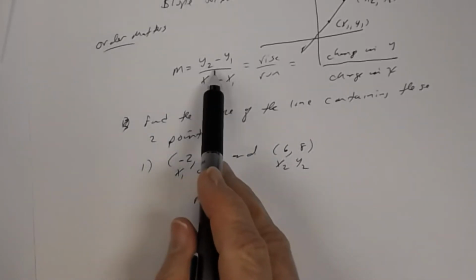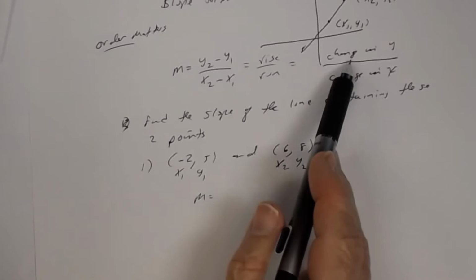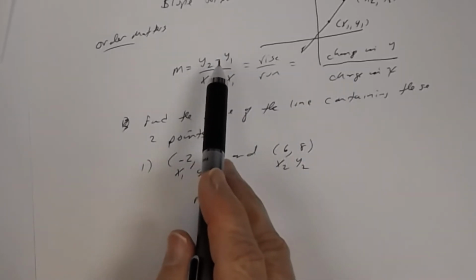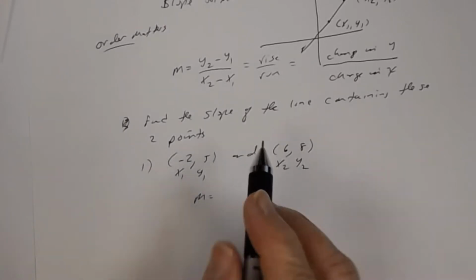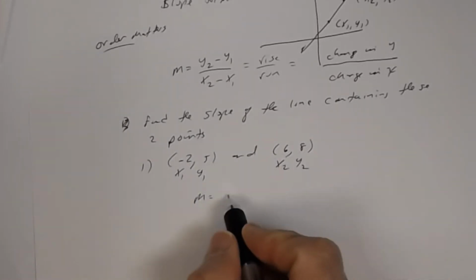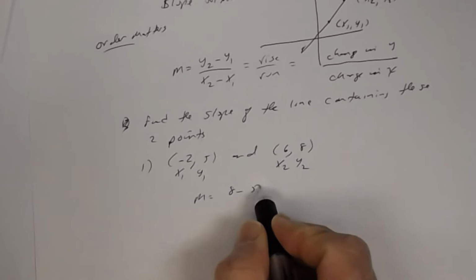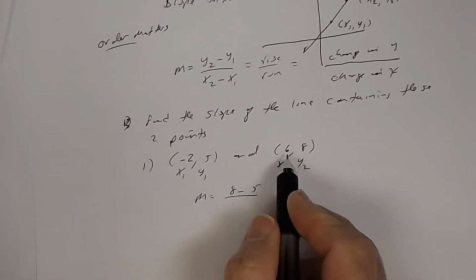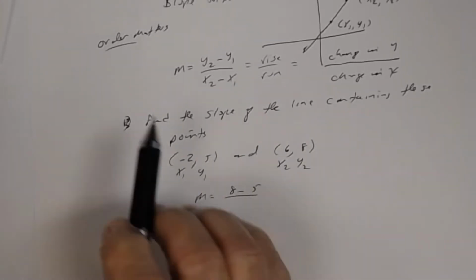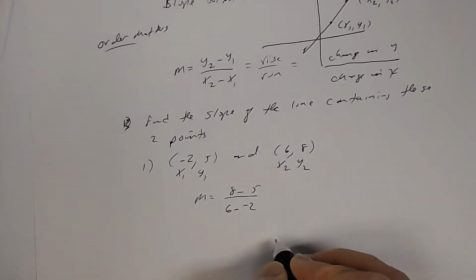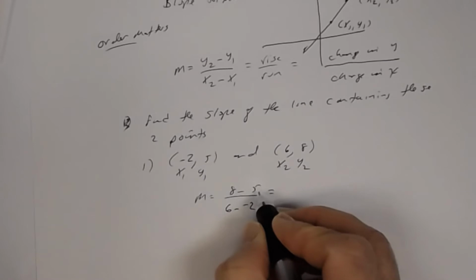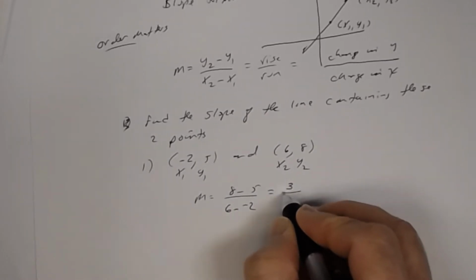But remember, the rise, the change in y, is the numerator. All right, so the y's are in the numerator, the change in x's are in the denominator. So I'm going to start with 8. So we're going to say 8 subtract 5. Now, since I started with 8, I must start with 6. The order matters. So we're going to say 6 subtract -2. Simplifying the numerator, 8 subtract 5 is 3.